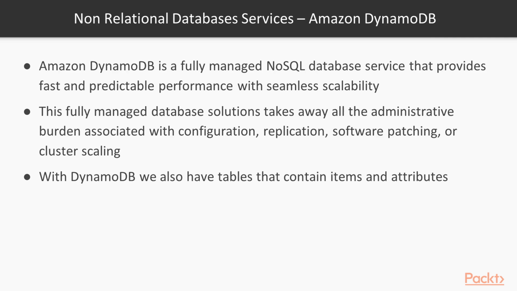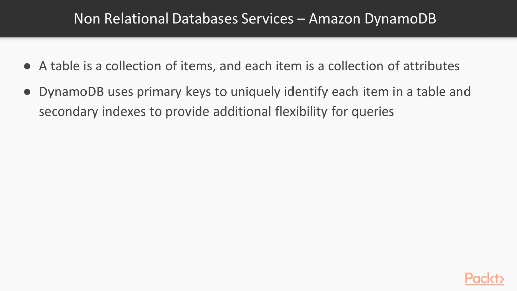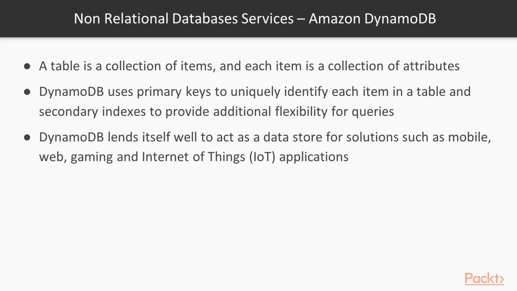With DynamoDB, we also have tables that contain items and attributes. A table is a collection of items, and each item is a collection of attributes. DynamoDB uses primary keys to uniquely identify each of the items in a table and secondary indexes to provide additional flexibility for queries. DynamoDB lends itself well to act as a data store for solutions such as mobile, web, gaming, and Internet of Things applications. We'll discuss DynamoDB in a lot more detail in an upcoming video.